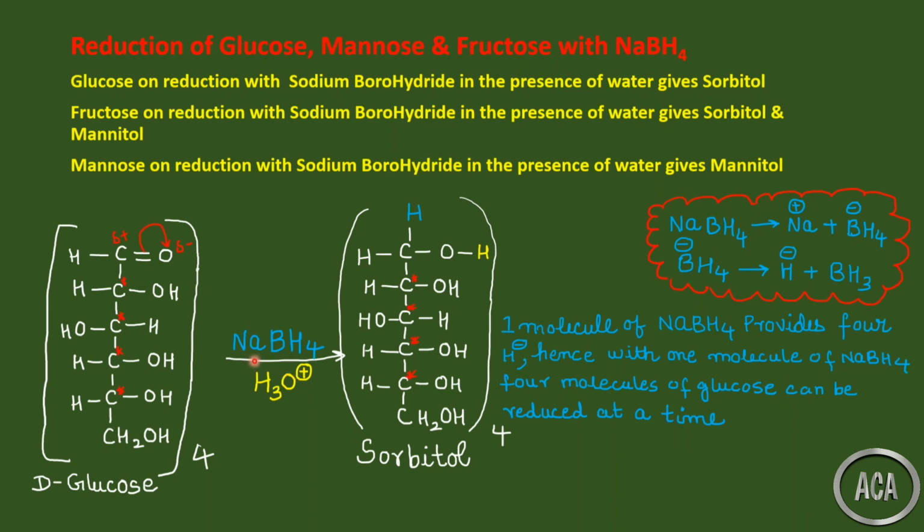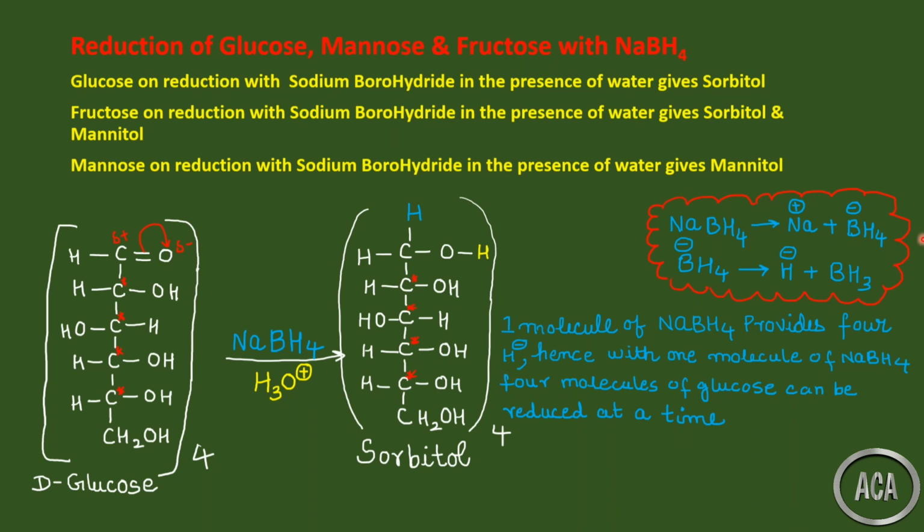Now, sodium borohydride: if you see the dissociation, how it ionizes, sodium is a metal, highly electropositive, so it donates its electron. As a result, boron gets a negative charge. Now the boron has to neutralize this negative charge, so it gives one hydrogen in the form of hydride and gets converted into the neutral form, that is borane. What we have to remember here is that one molecule of sodium borohydride provides 4 H minus, that is 4 hydrides.